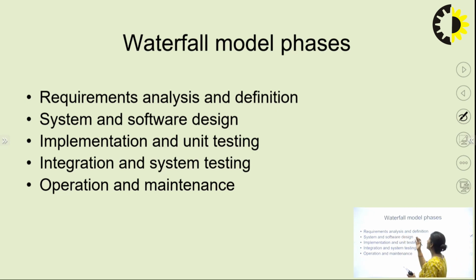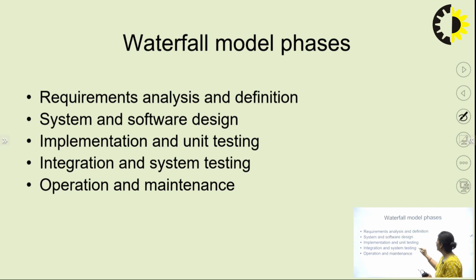The requirement and analysis phase and the definition. In this phase we will define the basic requirements, what the user wants or what is the need of this particular system. In the system and software design phase, we will make a design, a layout or architecture of how our system will look like. Then in the implementation and unit testing phase, we will code the system, we will go for a physical view, and then we will test them unit wise. Then we will test them according to the components.